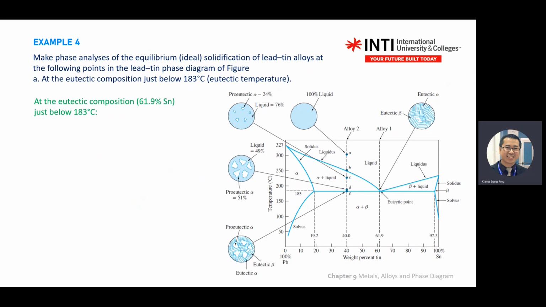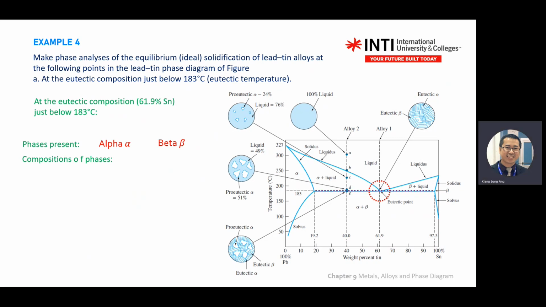So the eutectic composition is 69% here, below 183. It asks you to make a phase analysis. Phase analysis, what phases you have, right? So here, this is just a sketch of steps. Here, you have alpha and beta. At this point, you have alpha, beta.